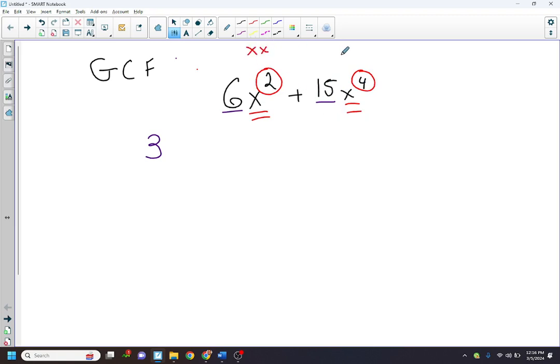So you could write it kind of like this, xx, xx, xx. So in this case, they have 2 in common. So in this situation, it's x to the second.